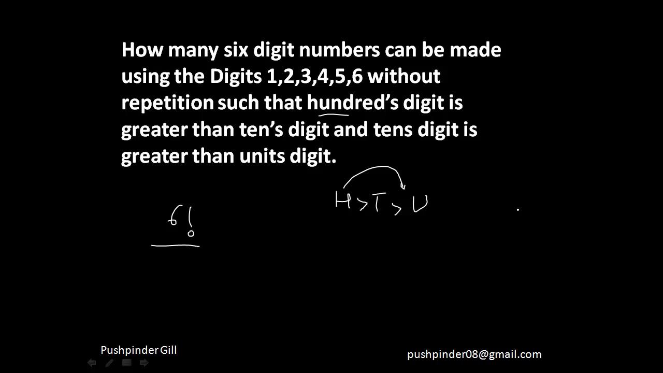So in how many ways can these 3 things arrange themselves? These 3 things can arrange themselves in 3 factorial ways. So my answer comes out to be 6 into 5 into 4 into 3 factorial divided by 3 factorial. So this pretty much cancels out and my answer is 120 such numbers can be formed.